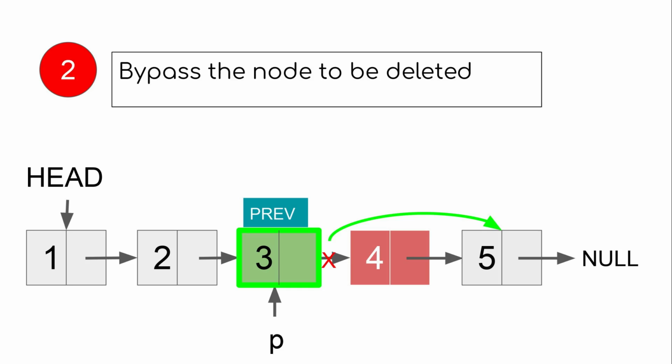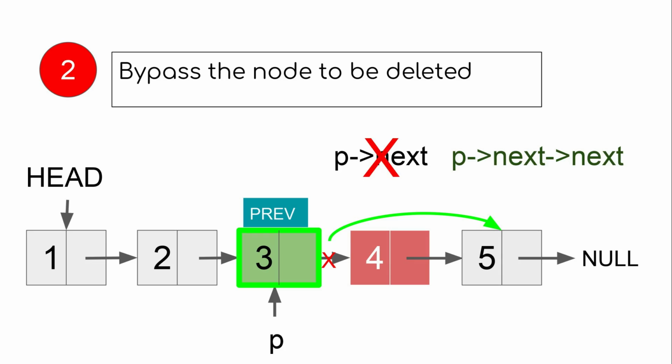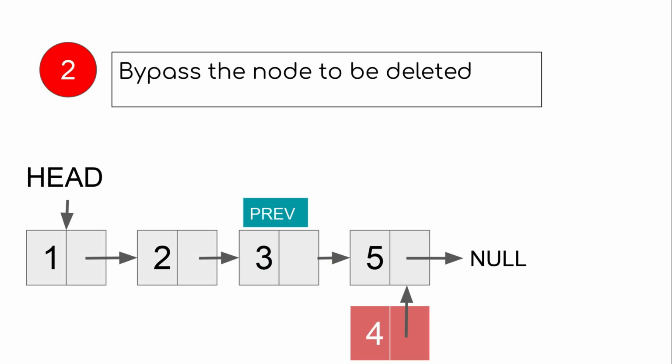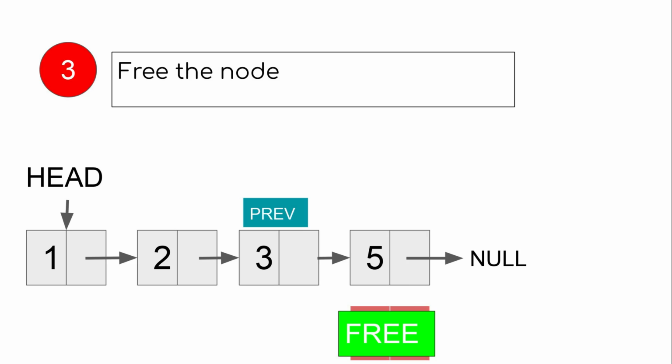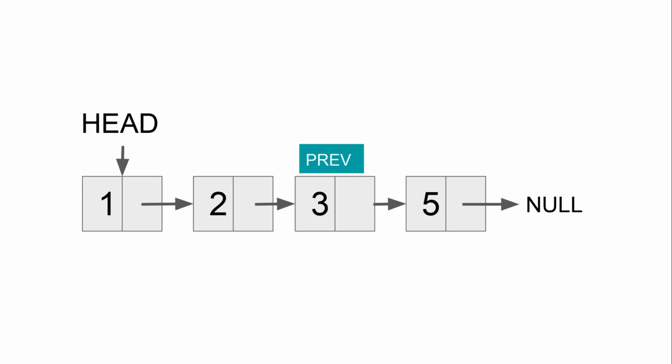Now the next step is to bypass the node to be deleted. That is node 4. So we assign the next of the previous node to the next of the node to be deleted. Sounds confusing, but it is very simple. We can see it in the diagram. So it means next of P is overwritten with the next of the node to be deleted. After that we have a list separated from the node to be deleted. Now to actually delete the node, we will simply call the free function on that node. Finally, after calling free, we have this list from which node 4 is separated and also deleted.